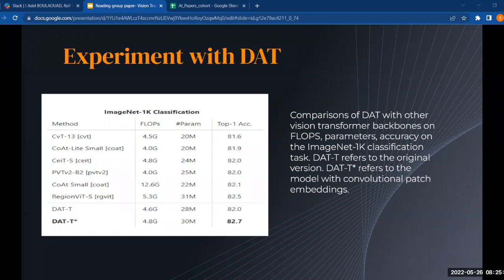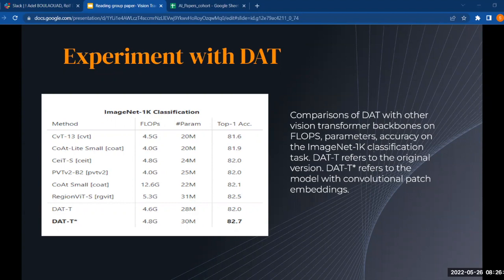So now these are the experiments performed with the DAT. Here the authors of the paper trained, tested and proposed the model on the standard ImageNet dataset, which contains around 1.3 million images and covers around 1,000 classes. The image size during the training was set to 224 by 224. They used the Adam optimizer with a cosine learning rate scheduler and also augmented the data.